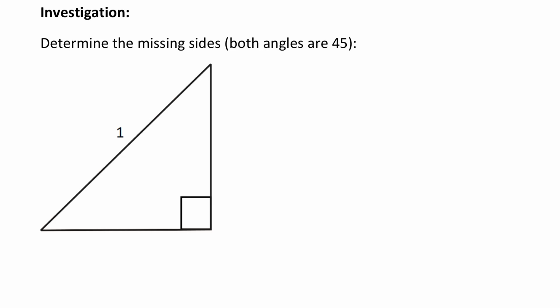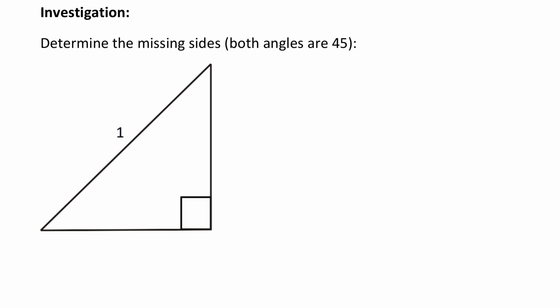Hello. In this video, we're going to study some triangles, some trig, and eventually some SOHCAHTOA. But before we get into all of that, let's start with something very basic. We have a triangle here. The hypotenuse is 1. Both of these angles are 45, and we would like to determine the two missing sides.